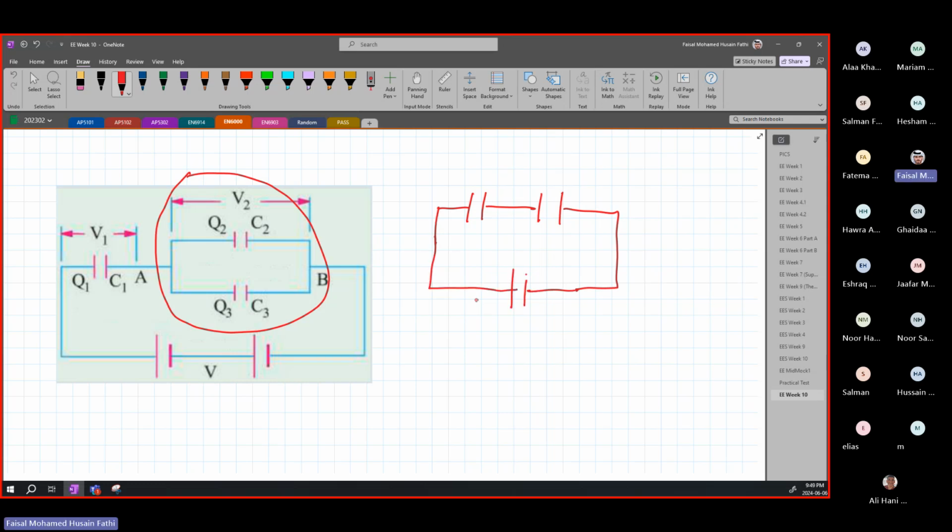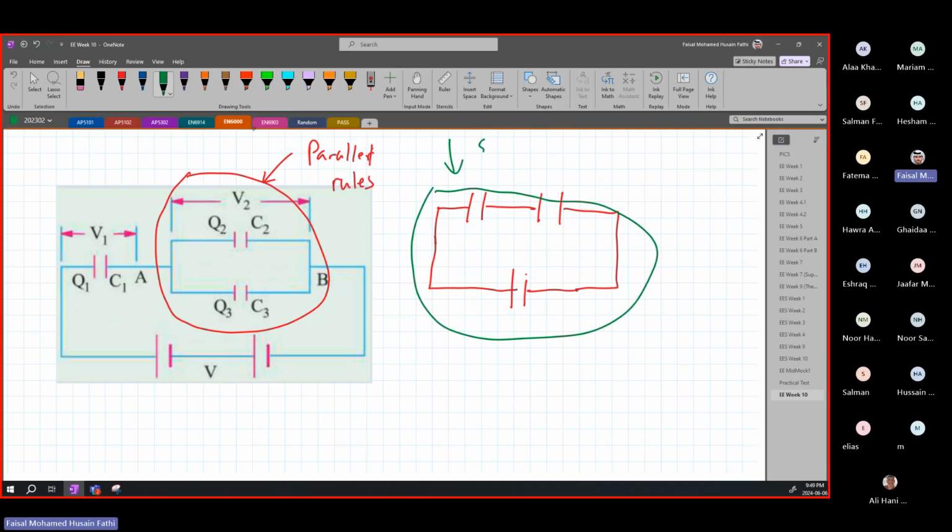All right. And you're going to deal here with the parallel rules for this circuit. And for this circuit, you're going to be dealing with series rules. And that's it. All right. So here you have Q2 and Q3. They're different than each other.